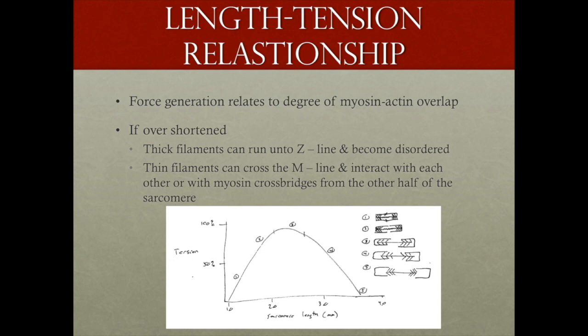If the sarcomere is overshortened, thick filaments can run into the Z line and become disordered. Thin filaments can cross the M line and interact with each other or with myosin cross bridges from the other half of the sarcomere. In the example of a hypertrophic cardiomyopathy, filling pressures are less likely to stretch muscle at its resting cell length. With a dilated cardiomyopathy, the sarcomeres are overstretched with the resting diastole, which causes decreased pressure building capacity within the ventricular muscle. The microanatomy and molecular physiology discussed come to a culmination on this slide, which is the basis for our understanding of our Starling curve.